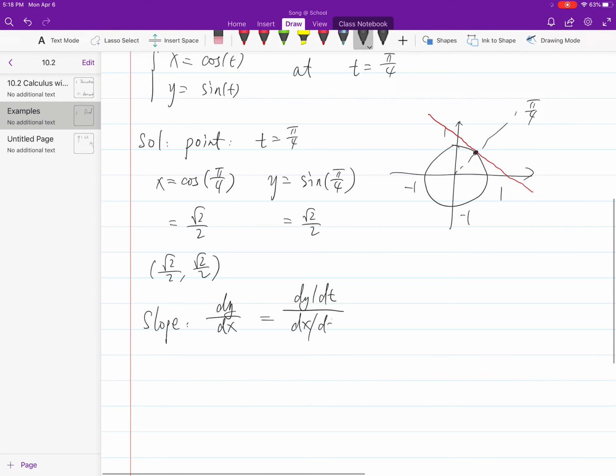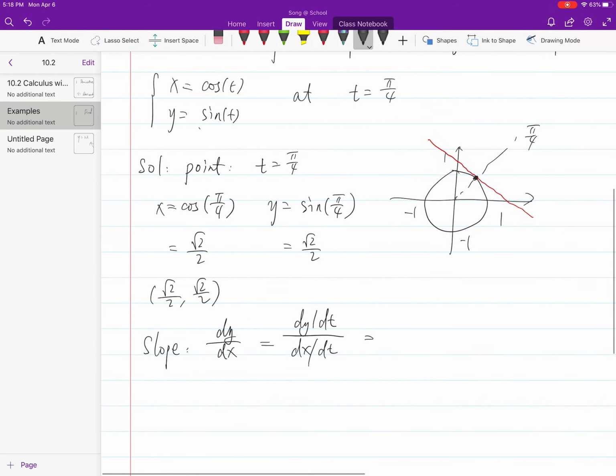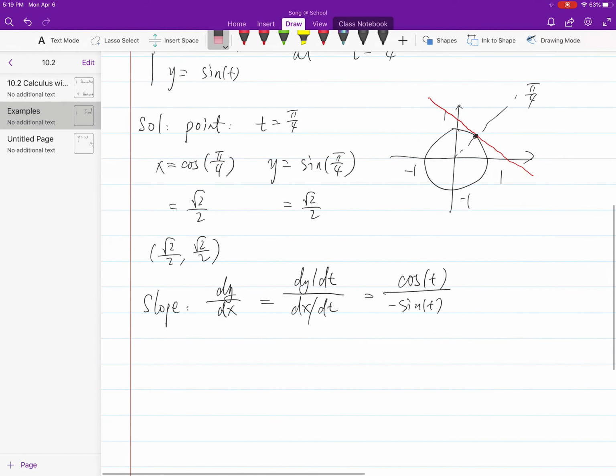Now for slope, we're looking for dy over dx. According to what we have, it's going to be dy over dt over dx over dt. And dy over dt is nothing but the derivative of sine, which gives you cosine t, divided by negative sine t, which gives you negative cotangent. Let's just keep things in this way.